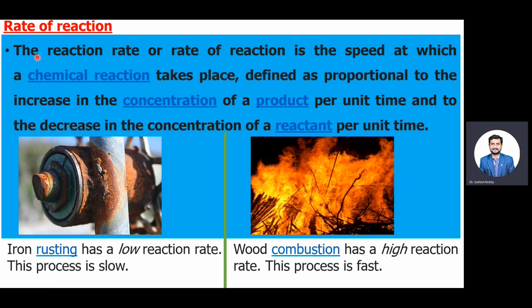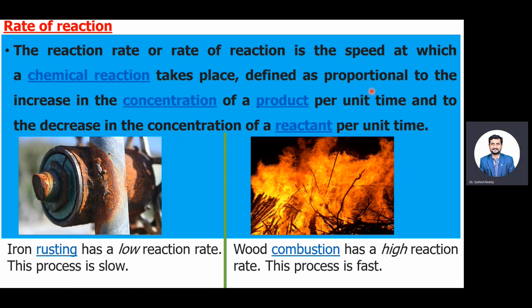So, in this lecture, we are discussing rate of reactions. The reaction rate, or rate of reactions, is the speed at which chemical reactions take place.